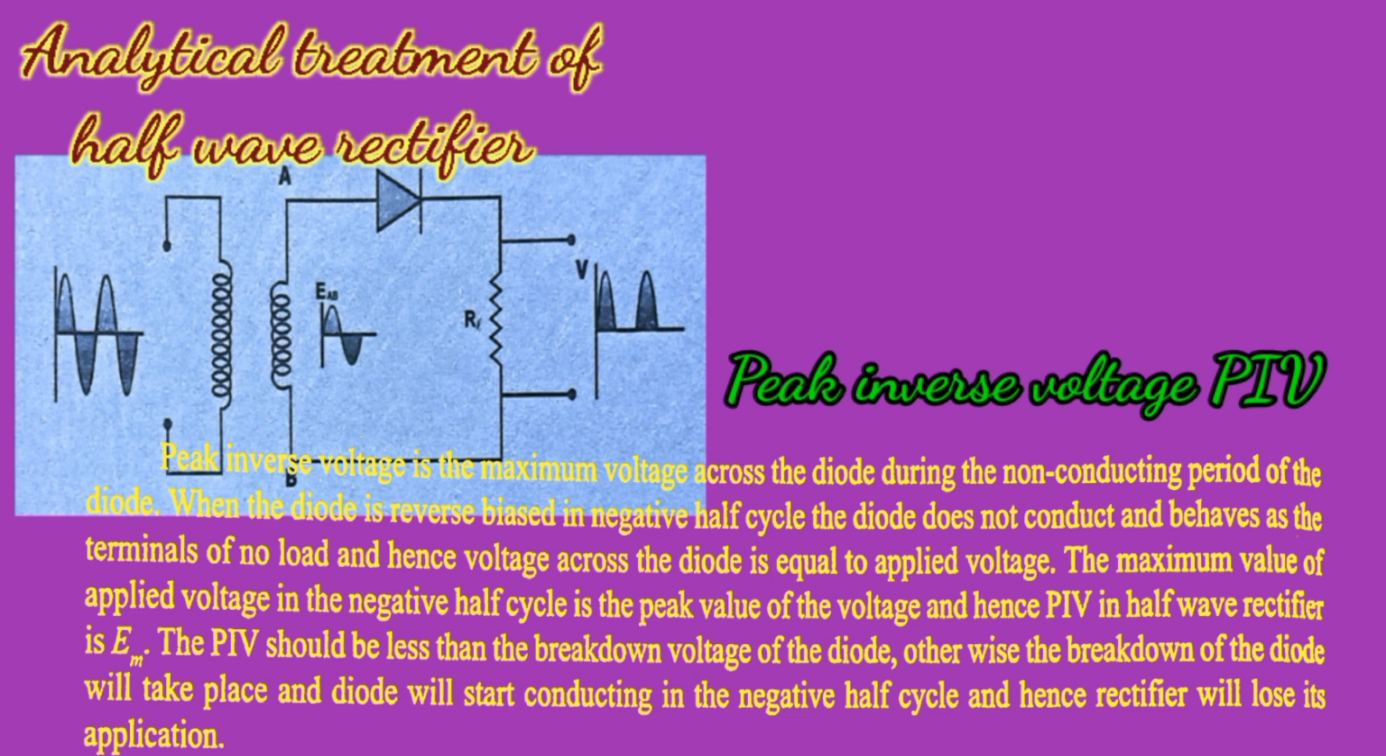The peak inverse voltage should be less than the breakdown voltage of the diode. Otherwise, breakdown of the diode will take place and the diode will start conducting in the negative half cycle, and hence the rectifier will lose its application.